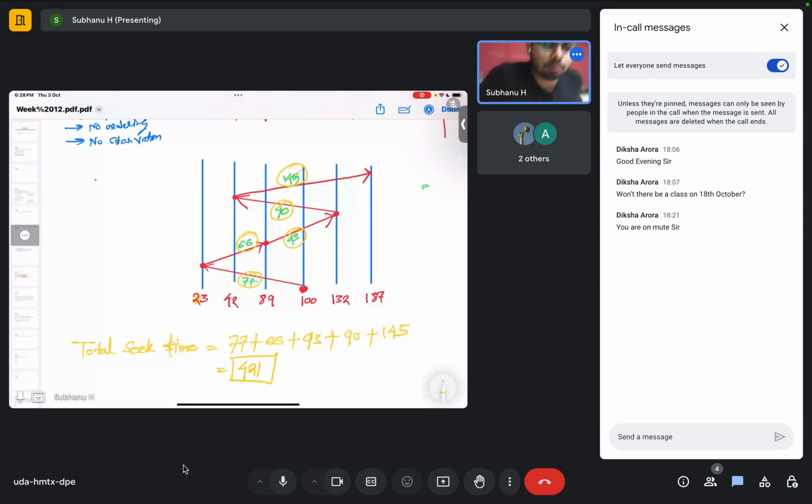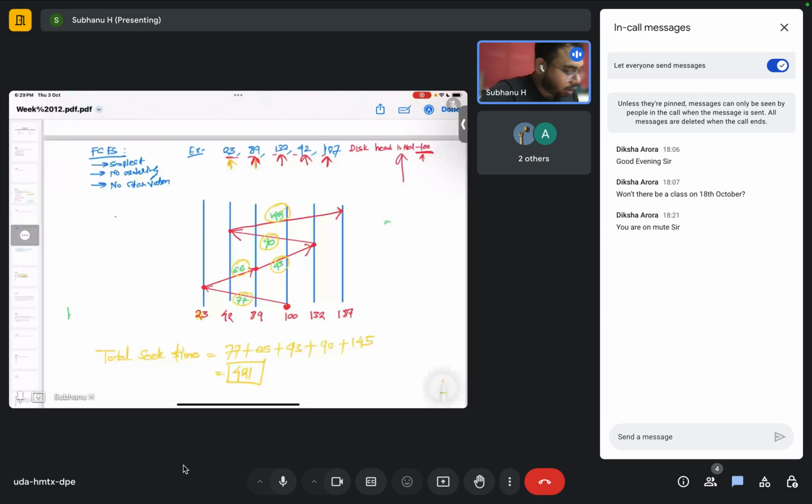So I think you have got how first come first serve is going. The first, 23, is coming, so we are going to 23, then 89, 132, 42, 187. Right? This is how it is happening. Got it?